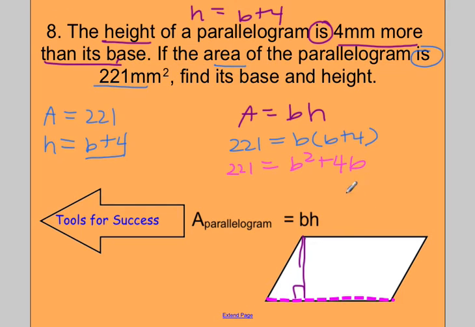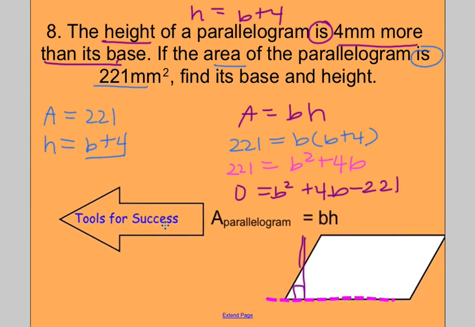Now I go ahead and notice that it's a quadratic. So in order to solve a quadratic, we get everything to one side. So I'm going to move the 221 to the other side. So 0 equals b squared plus 4b. I'd have to subtract 221. Now I need to go ahead and factor. I'm going to move my tools for success.